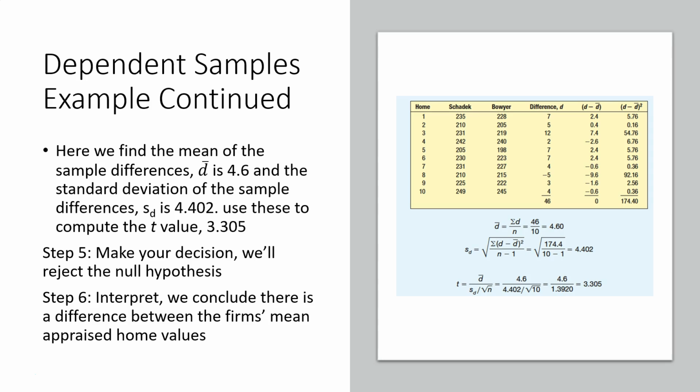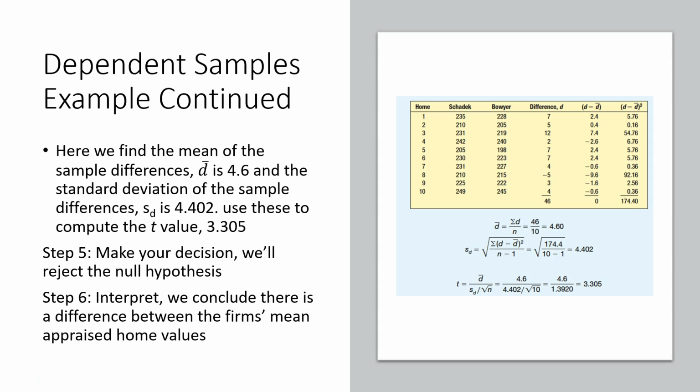So now what we need to do is compute the mean, which is 4.6, and the standard deviation, which is going to be 4.402, of the sample differences. Then we're going to compute the test statistic t, and we find that our calculated t-value is 3.305.